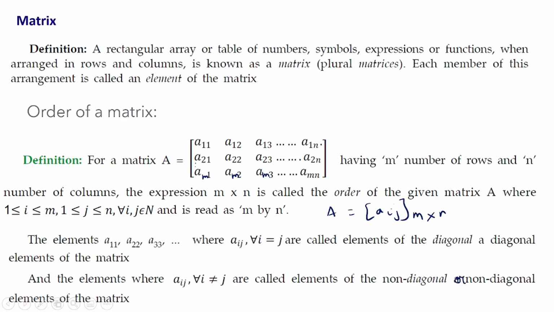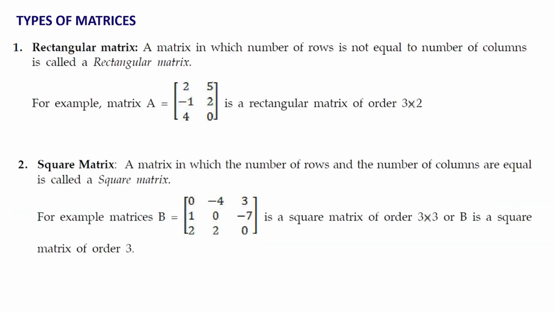Now moving on, the elements a11, a22, a33, where aij for all i equal to j, are called the diagonal elements of the matrix. The elements a11, a22, a33 up to ann are called the diagonal elements of the matrix, and all the other elements where i is not equal to j, that is a12, a13 up to a1n, then a21, then a23 up to a2n, like that, all those elements are called the non-diagonal elements of the matrix.